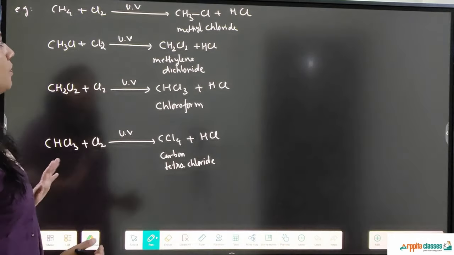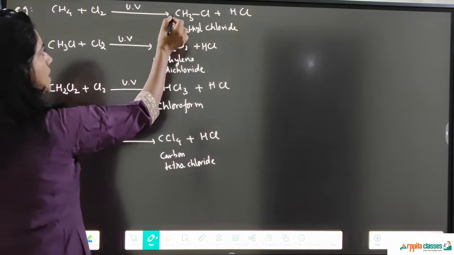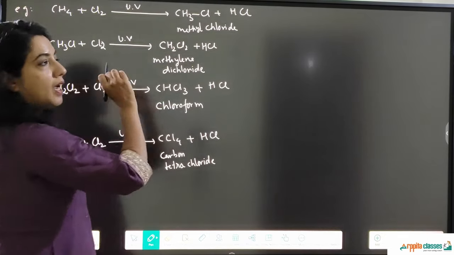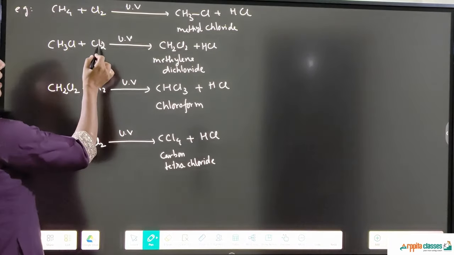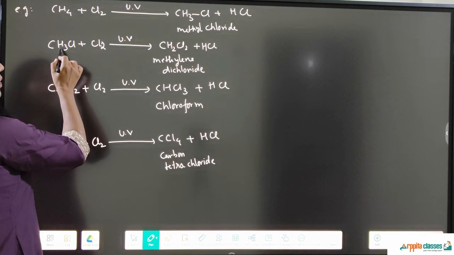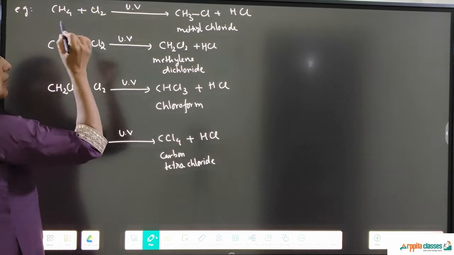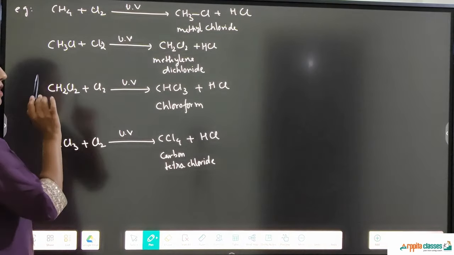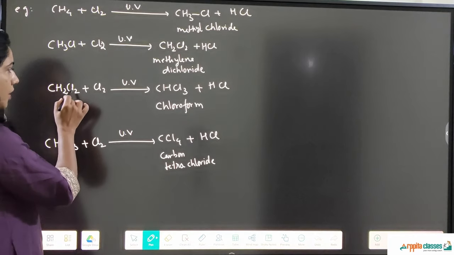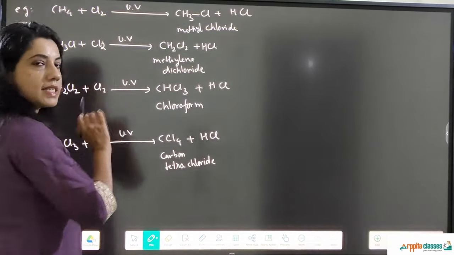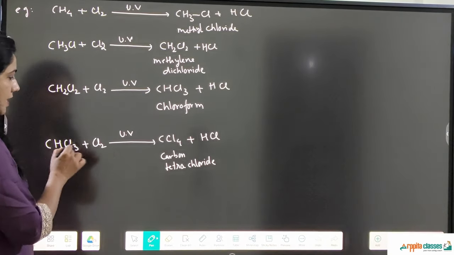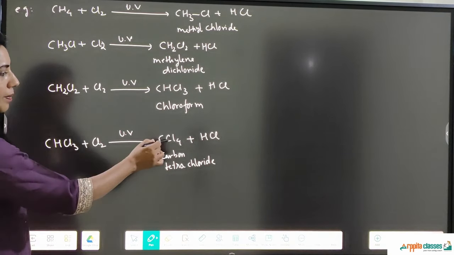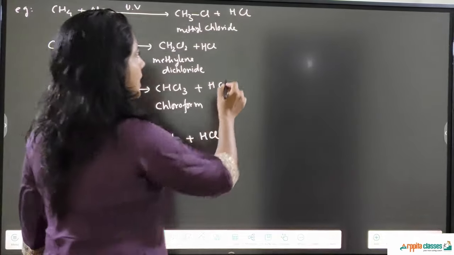So in case of methane, what happens? First one of the hydrogen is replaced and you get methyl chloride. Now this methyl chloride again will react with chlorine. Again another hydrogen will be replaced and one chlorine will be introduced. So you get CH2Cl2. And again this CH2Cl2 reacts with Cl2. One of the hydrogen reduces, one chlorine increases, you get CHCl3, and finally CHCl3 reacts with chlorine and you get carbon tetrachloride plus HCl.